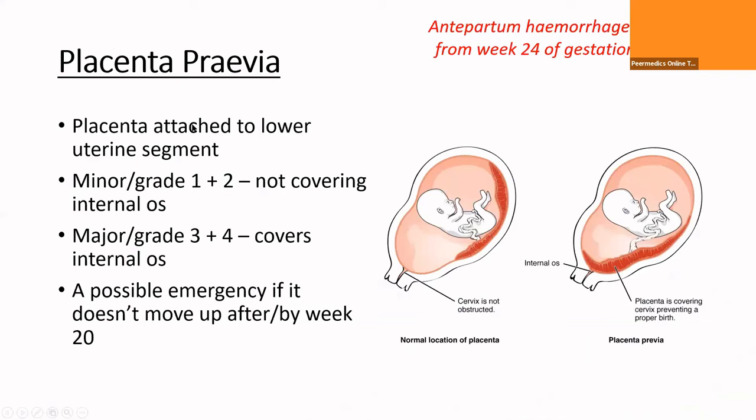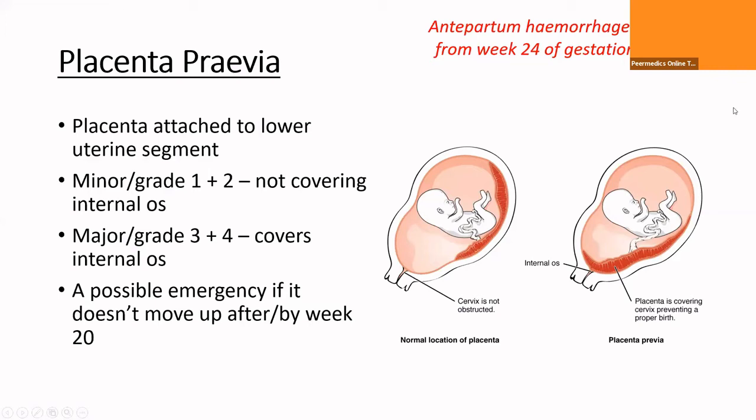Okay, placenta previa. So the next three that we're going to talk about come under the umbrella of antepartum hemorrhage. Although generally, there's a lot of things that can cause antepartum hemorrhage, or any bleeding from week 24 of gestation onwards until delivery, placental abruption, placenta previa and vasa previa are generally considered your main three that you're going to put under this when you're drafting finals notes.